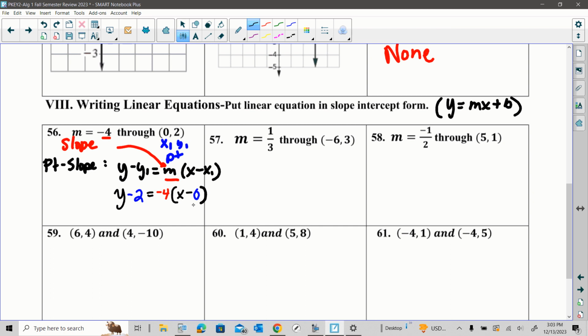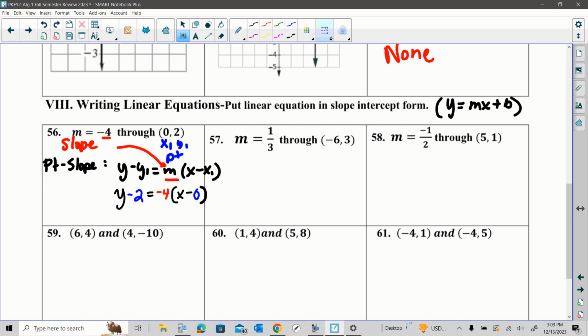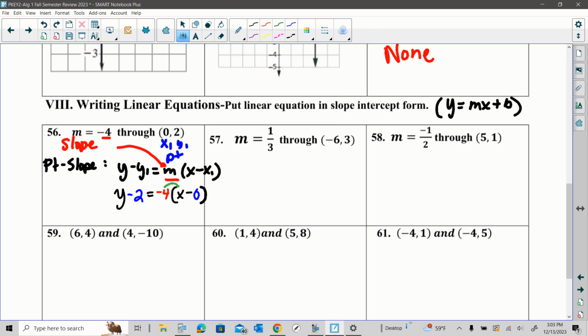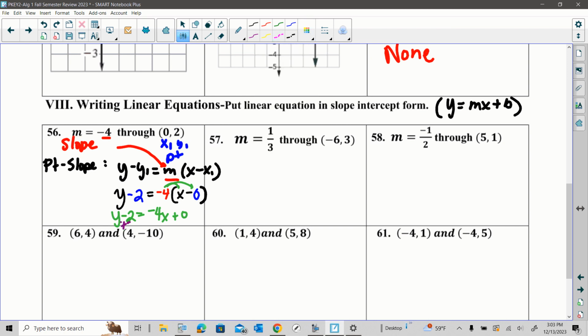Now, to put this in slope-intercept form, we're going to simplify this. We can simplify what's in the parentheses, or we can just go straight to distributing this -4. Well, y minus 2 equals -4x. -4 times 0 is just 0, so I don't need to put a 0 here. You could say plus 0 if you wanted to. But now we're solving for y. So to do that, you're going to have to add the 2.